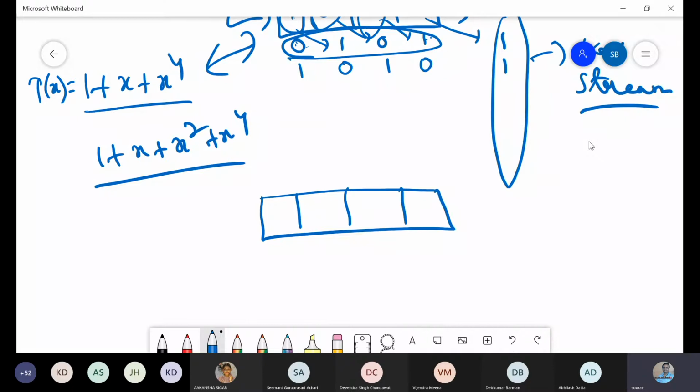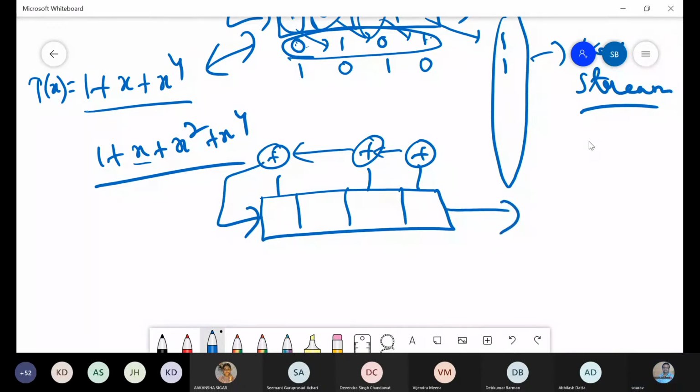So we have x, so we have a connection over here. We have x square also, we have a connection over here. We don't have x cube, so there is no connection. We have x to the power 4. We have a connection over here like this. So this is our LFSR.